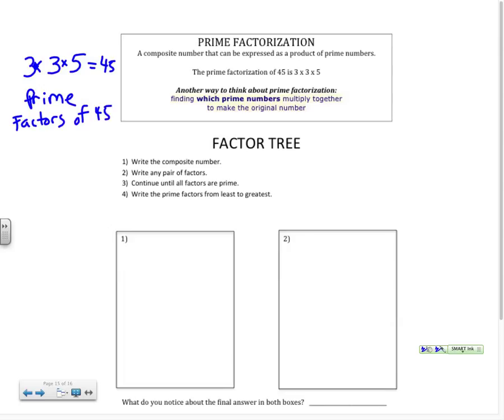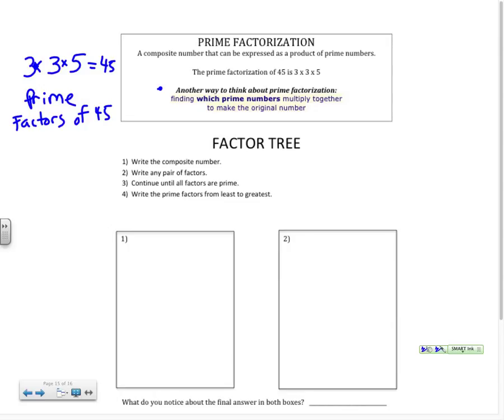So let's take a look at our formal definition. It's a composite number that can be expressed as a product of prime numbers. So the prime factorization of 45 is 3 times 3 times 5. Another way to think about it, which is probably an easier way, is to think about it like this. It's finding which prime numbers multiply together to make the original number. So you've probably seen a factor tree, and that's how we find prime numbers.